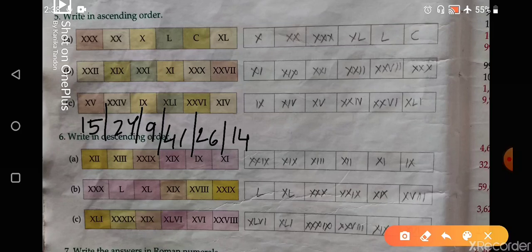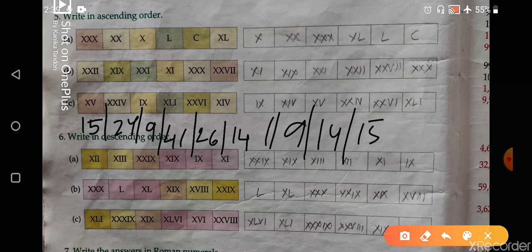Right, so now it will become easy for you to understand how to write. Now in rough only, you can write it in normal ascending form. Ascending form is the smallest will come at number 1 and the largest will go at the last. So what is the smallest number in this? 9, then 14, then 15, then 24, then 26, and at last 41.